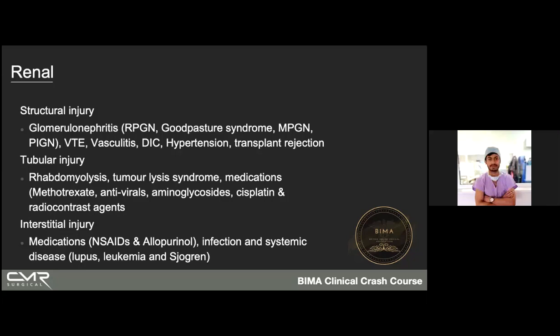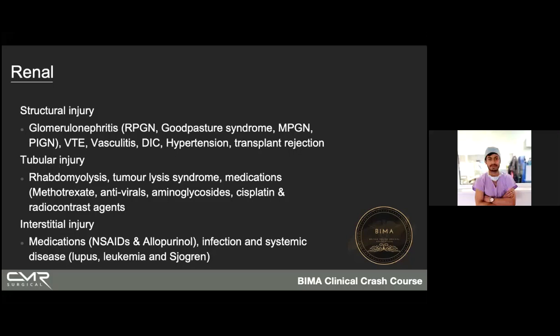For tubular injuries, these will most commonly be affected by rhabdomyolysis, any kind of muscle death, tumor lysis syndrome in those people suffering with cancer, and then medications such as aminoglycosides, methotrexate, antivirals such as acyclovir, cisplatin, and also radiocontrast agents. They can all do damage to the tubules, both ascending and descending.